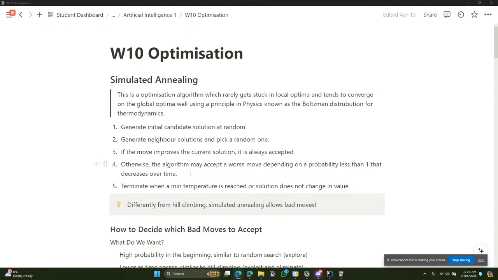It's not just black and white like in the OG hill climbing, where it accepts if it's better and doesn't accept if it's worse. So it could accept it, but it has a probability to also not accept it. And this is the probability that's represented by the Boltzmann distribution, which we will look at later.